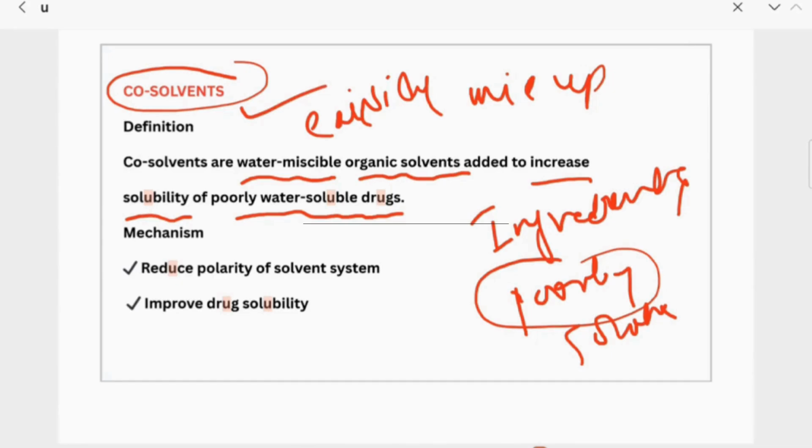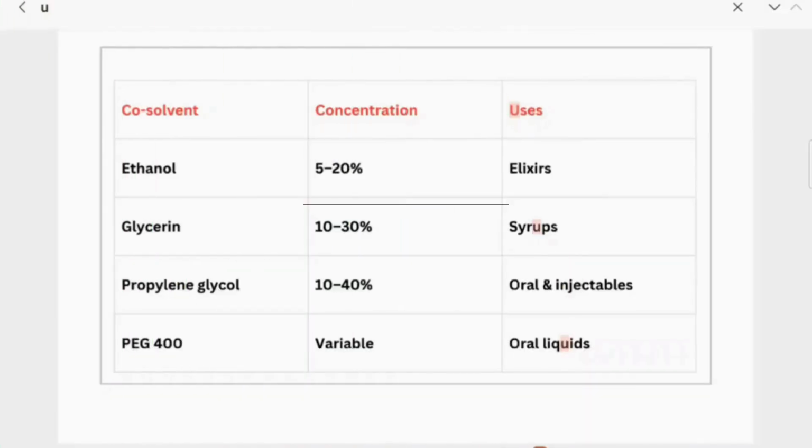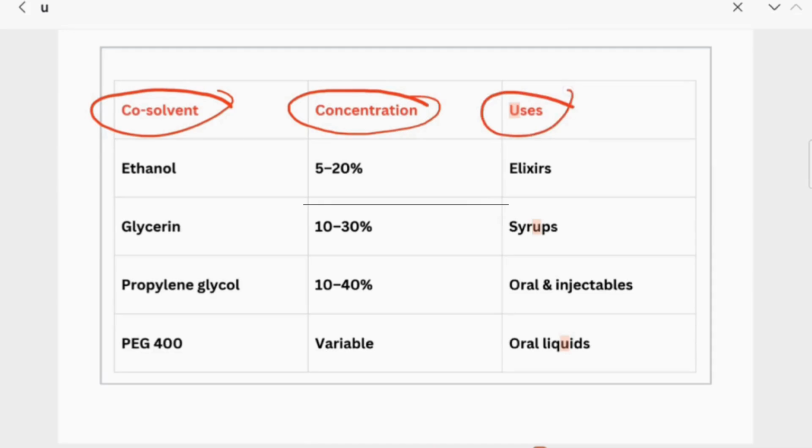How do they increase the solubility? They reduce the polarity of the solvent system and improve the drug solubility. So here are some examples for co-solvents, and how much concentration we are going to use and what are the main uses. For example, we use ethanol as a co-solvent, and the strength is 5 to 20%, used as elixir.